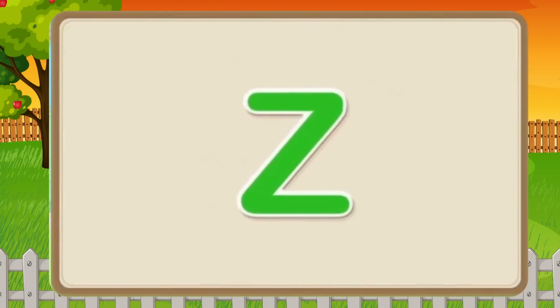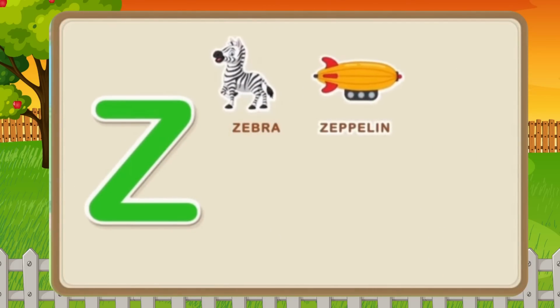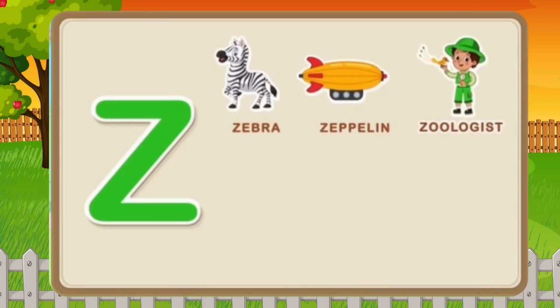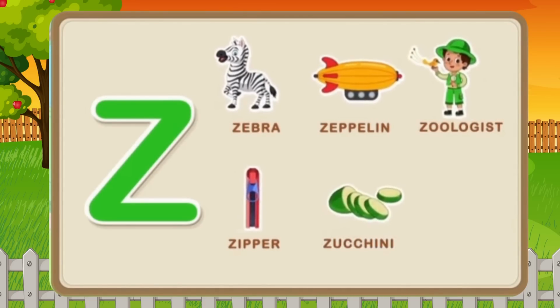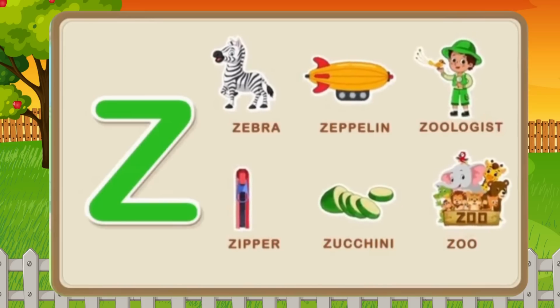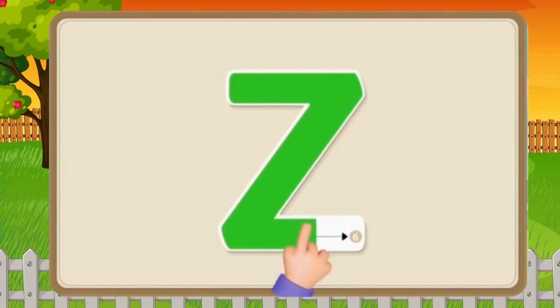Z. Z is for zebra, zeppelin, zoologist, zipper, zucchini, zoo. Now, let's learn how to trace the letter. Perfect.